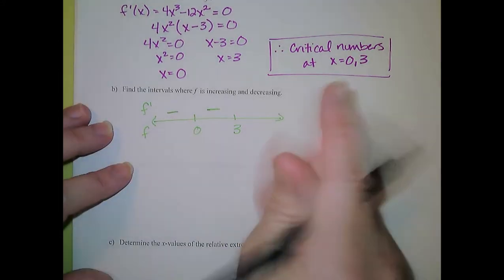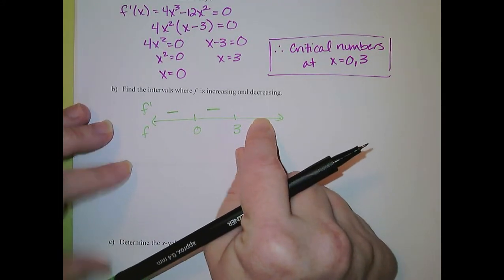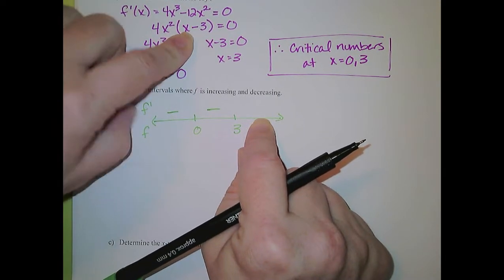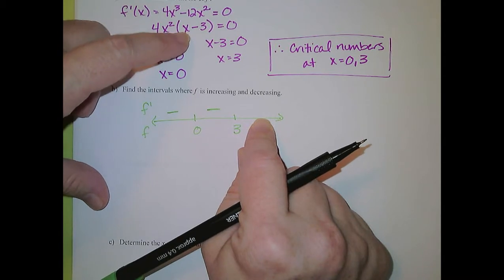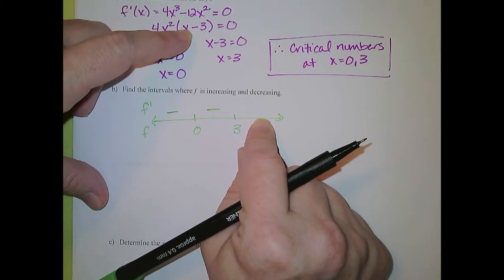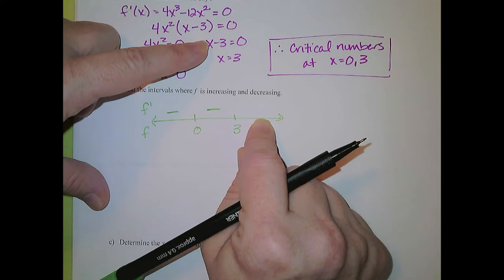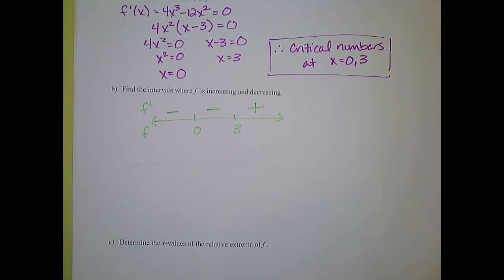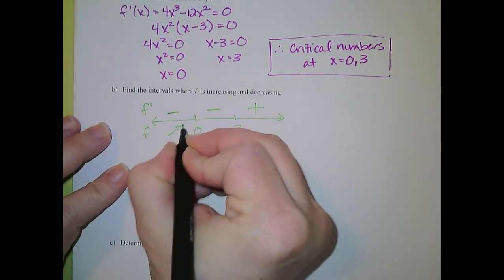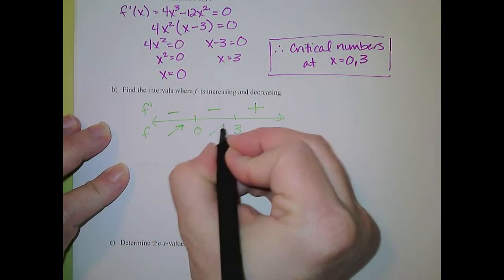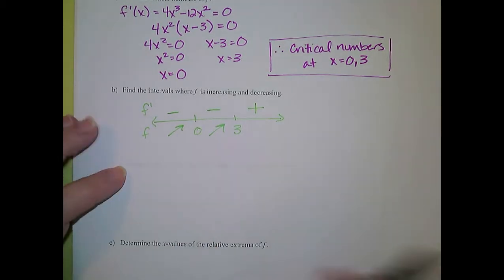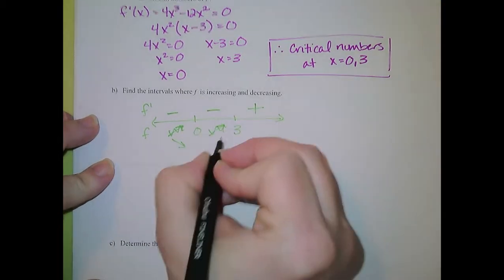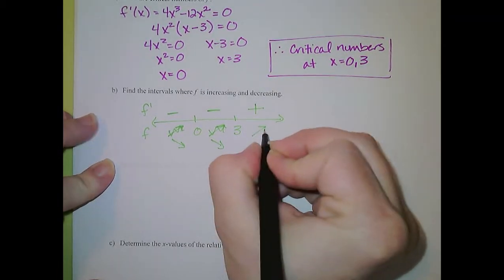If I plug in a value bigger than 3, then my 4x squared is still going to be positive, but now my second factor, x minus 3, is also going to be positive, because if I plug in a number that's bigger than 3, say like 4, we're going to get a positive. So we have a positive factor times a positive factor is going to give us a positive product, which means that in this region, my function is increasing. I said that backwards. Scratch that. Negative, this region is decreasing. This region is decreasing. And this region would be increasing.